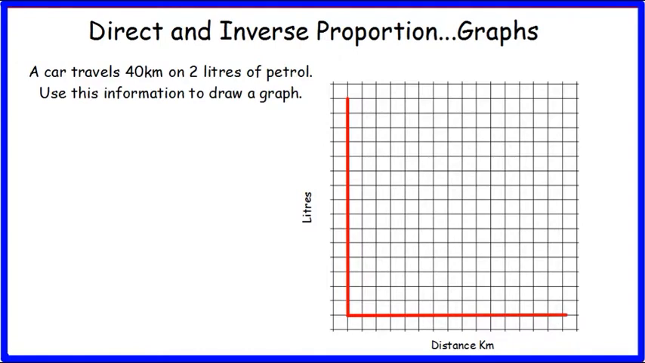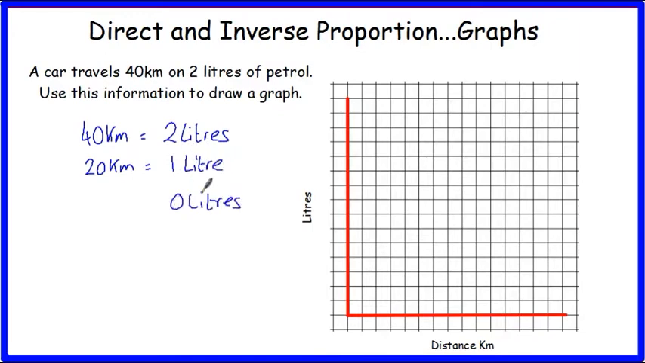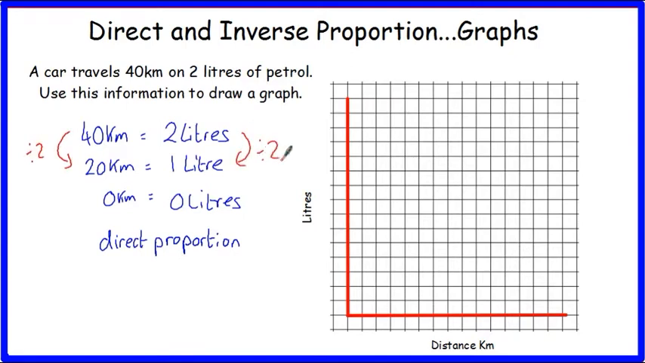Now, if we just write some units here, 40 kilometers is equal to 2 liters. So 20 kilometers would be 1 liter. And if you had 0 liters, you would not drive. Now this is direct proportion, and it is because whatever you do on that side, if you do it on this side, it will do the same.